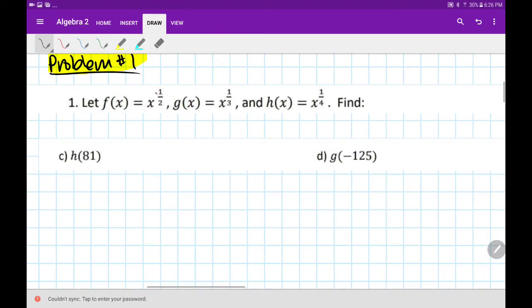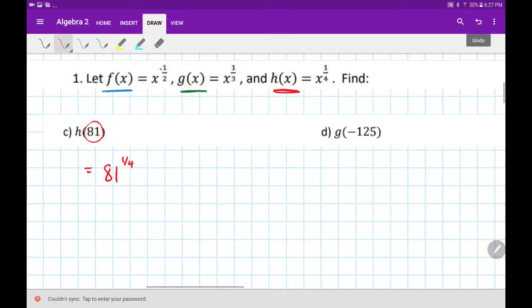Okay, it says let f of x be x to the 1/2. G of x is going to be x to the 1/3. And then h of x will be x to the 1/4. And we need to find h of 81. So if I want h of 81, I'm going to be plugging in 81 for x right here and for x right here. So I'm really interested in 81 to the power of 1/4.